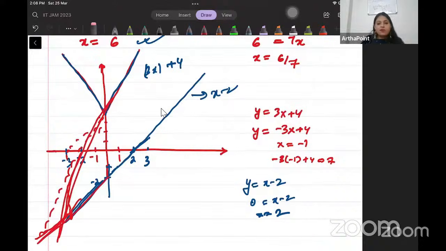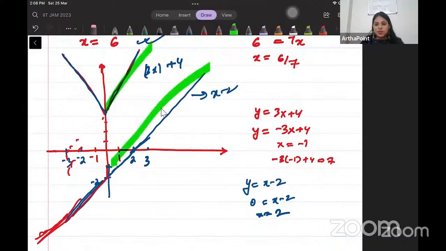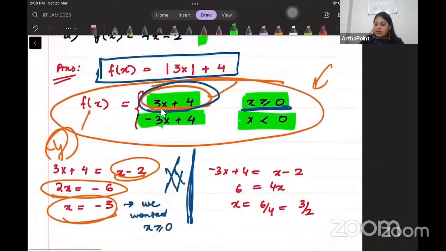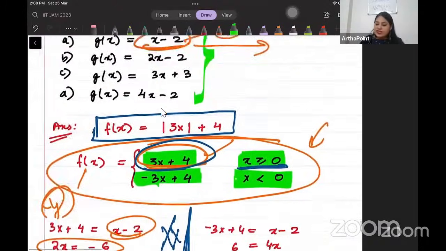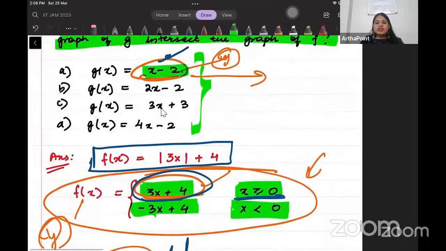But this is a mod function. It does not exist for negative values. And for positive values, there is no intersection. So therefore, the first part is incorrect. This function does not intersect this. Now look at the second one.